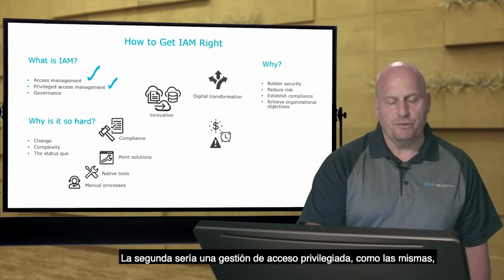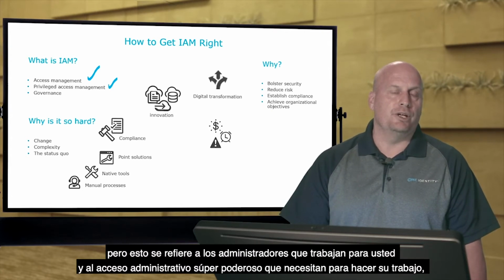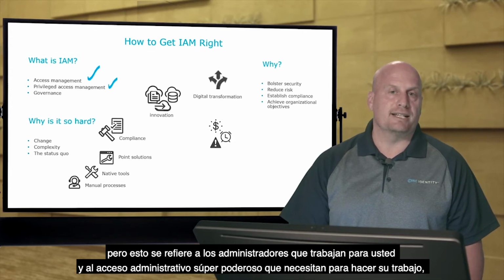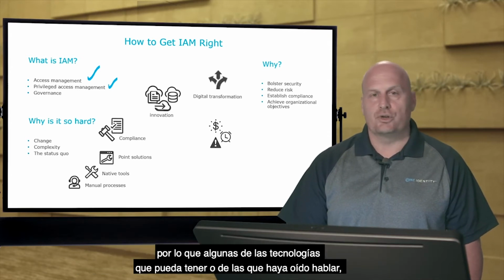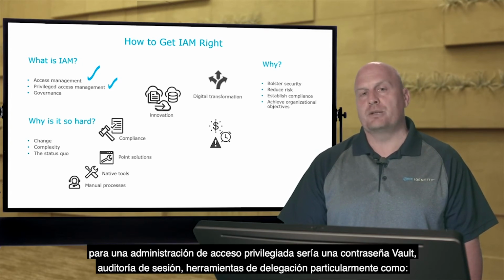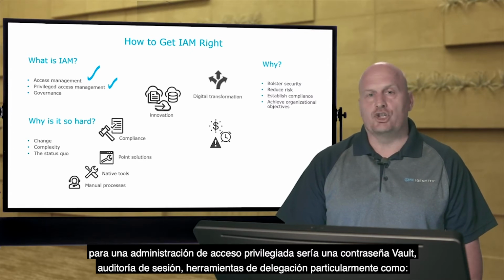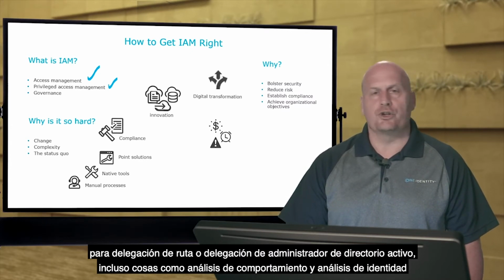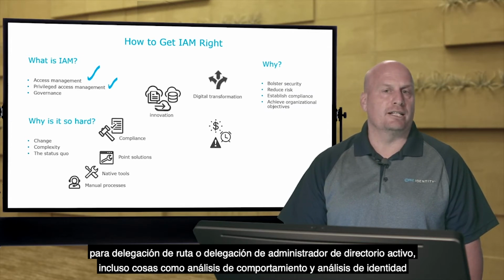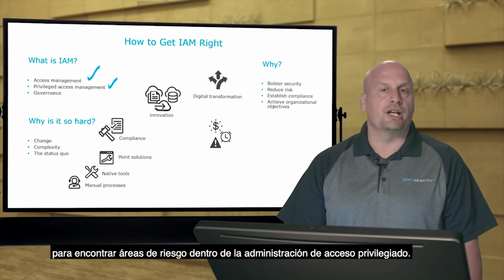The second would be privileged access management, kind of along the same lines, but this is concerned with the administrators that work for you and the super powerful administrative access that they need to do their jobs. So some of the technologies that you may have heard of for privileged access management would be a password vault, session audit, delegation tools, particularly for root delegation or Active Directory admin delegation, even things like behavior analytics and identity analytics to find areas of risk within privileged access management.